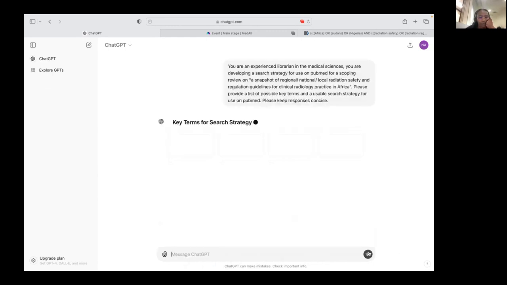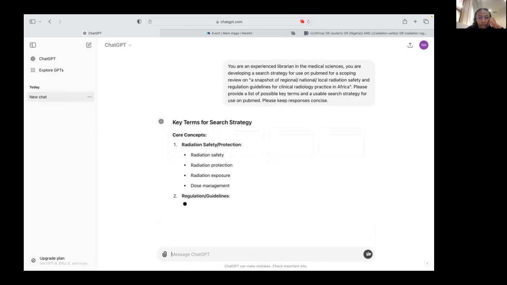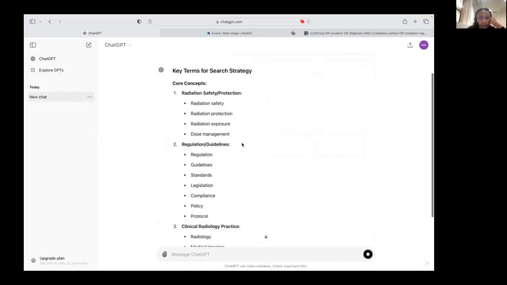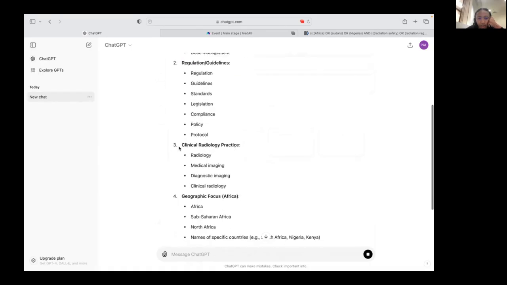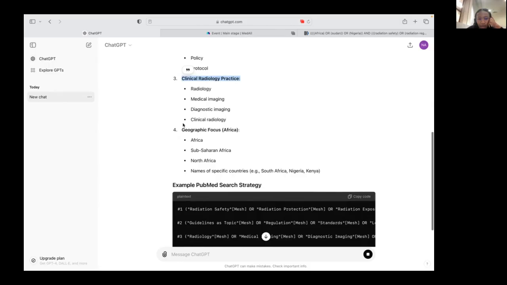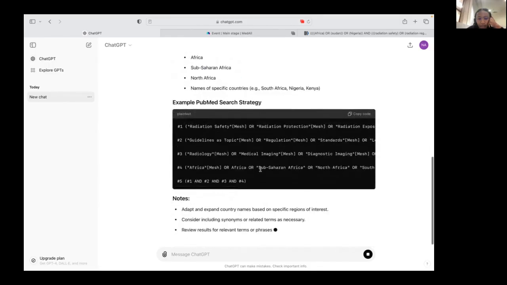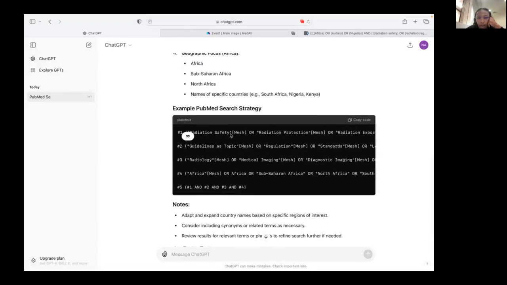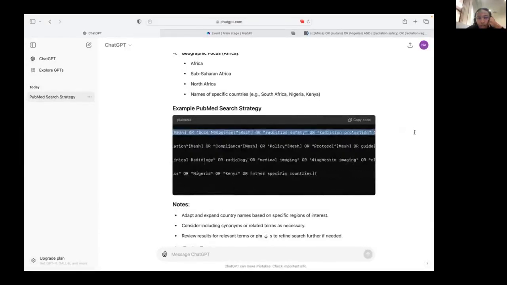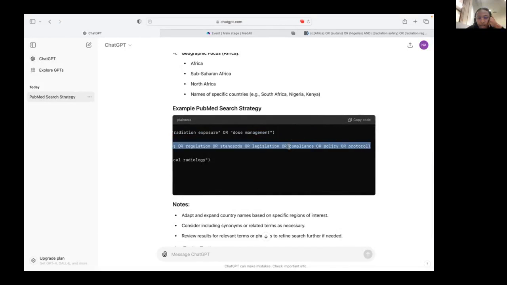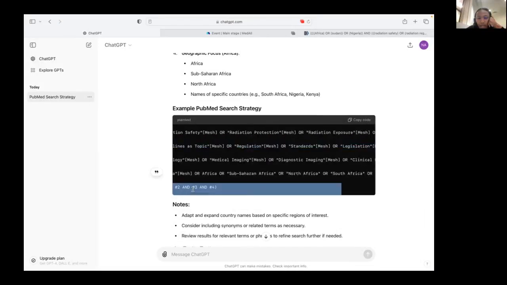Okay, so basically this will be a very similar thing to what we've done. The main key terms would be radiation safety, regulation, different words for clinical radiology, and then the different areas. So here are different search terms that we have, basically one for each of the different key terms, and then these are combined together.